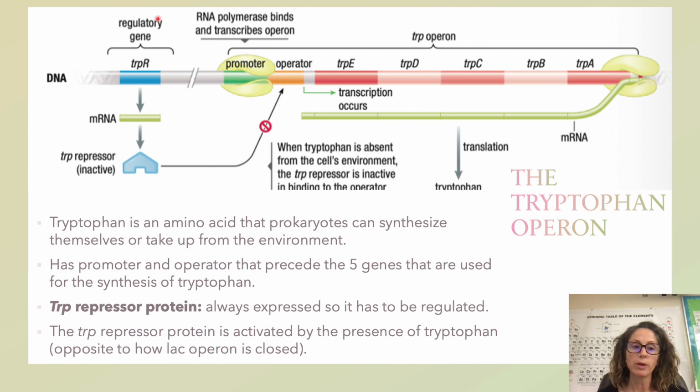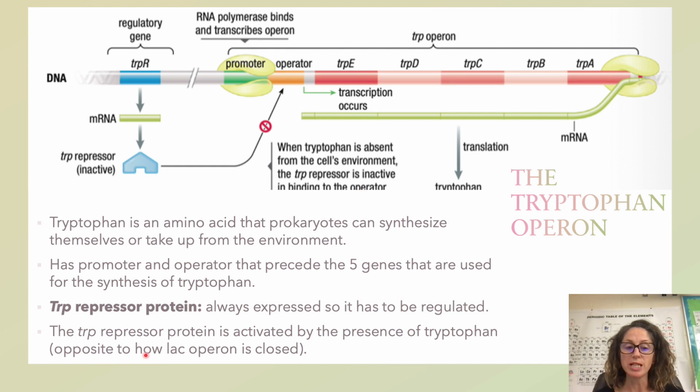So upstream, we have this trpR, and this, again, is going to be transcribed and then translated to the trp repressor protein. But this is opposite. So this trp repressor is inactive. Now let's pause and talk about why. So this operon is not going to be transcribed and translated to break down tryptophan. These are actual genes that are going to work together to produce tryptophan. So it's the opposite situation.